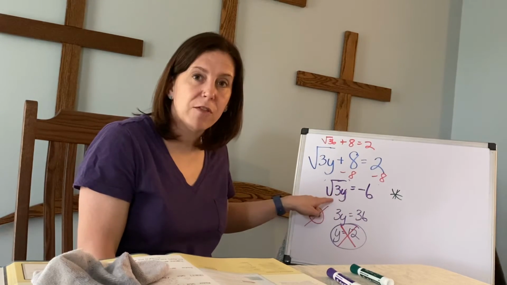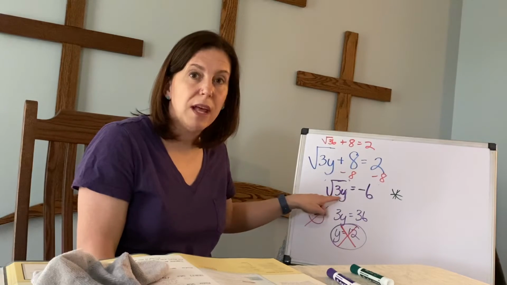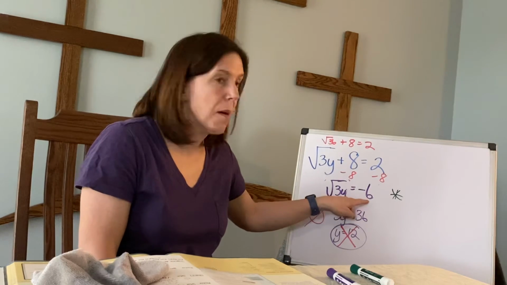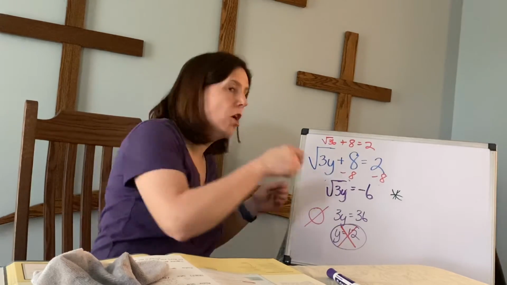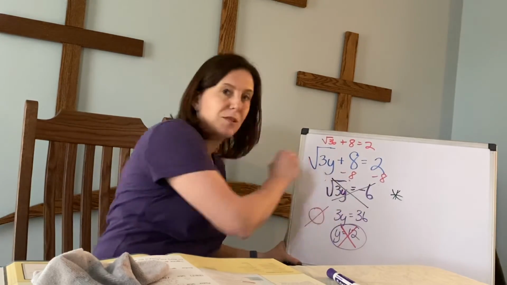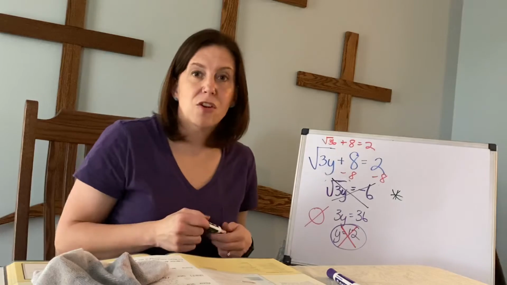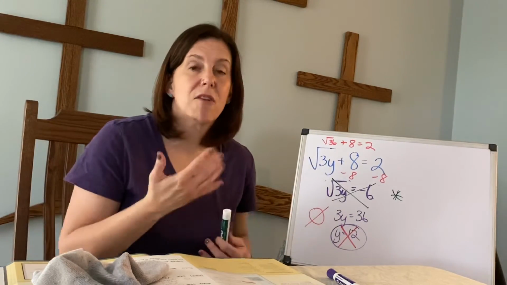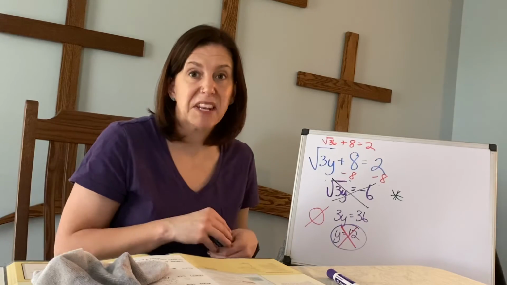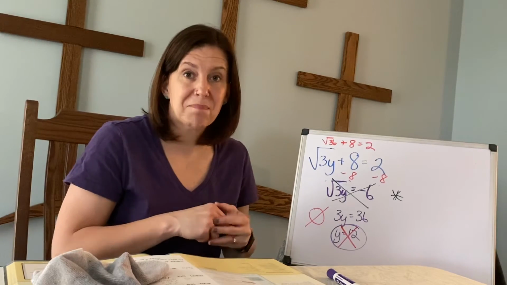So I can never have a square root equal a negative number. Right there, I could have just said, nope, impossible, empty set, no solution. No number in the world could I plug into that radical and get a square root that equals a negative number. It's not going to happen.